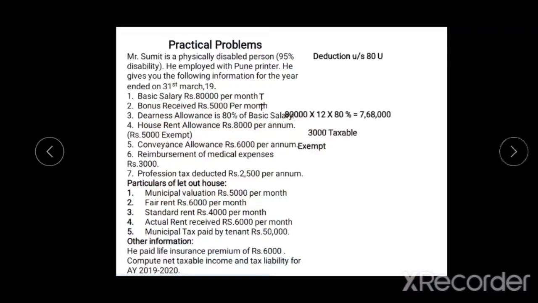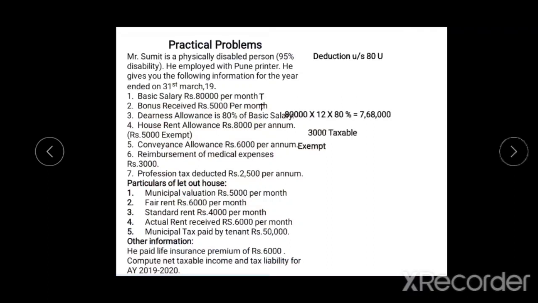Let's move further. The next one, convenience allowance rupees 6,000 per annum. Now students, mark it with a star. It is a very important transaction which I am going to explain to you. The convenience allowance is the same as transportation allowance. The transportation allowance and the convenience allowance are both one and the same.